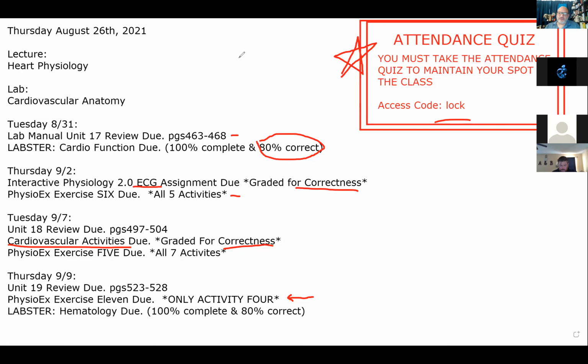So just because you took Tuesday's does not mean you do not have to take today's. Everybody needs to take today's to show me that you are here. Okay, sure. Yep. All righty. Any other questions?